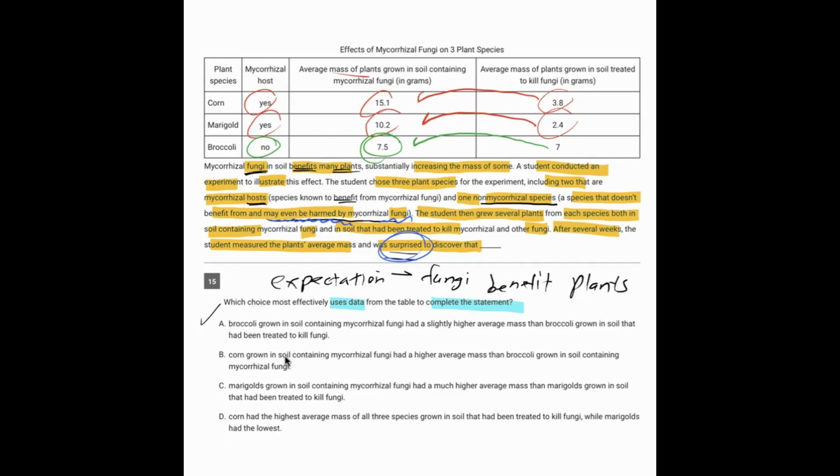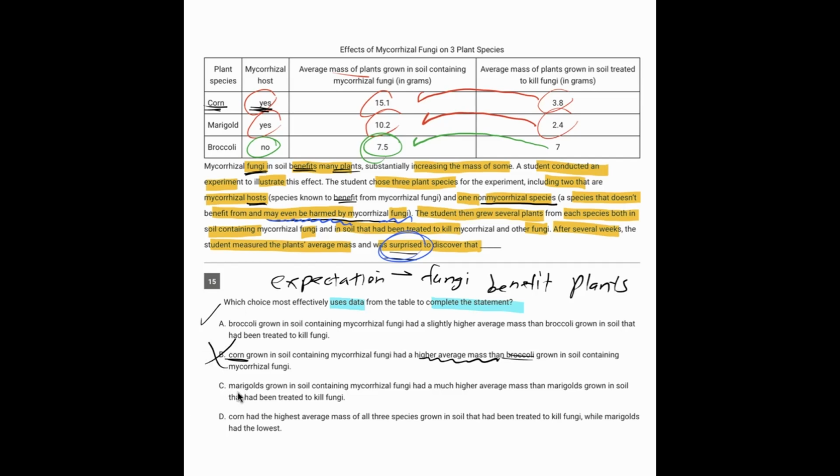B. Corn grown in soil containing the fungi had a higher average mass than broccoli grown in soil containing the mycorrhizal fungi. Well, that doesn't really prove anything because we have corn versus broccoli, and the corn is supposed to have the higher average mass because it's a host. It's supposed to benefit from fungi. That's what it means to be a host. So we can get rid of B.